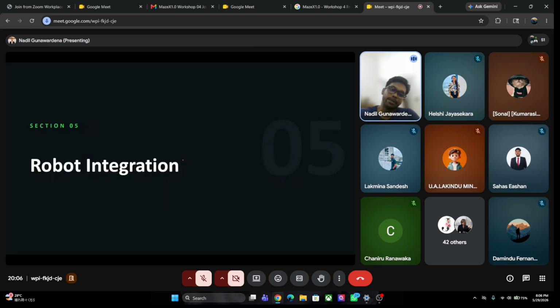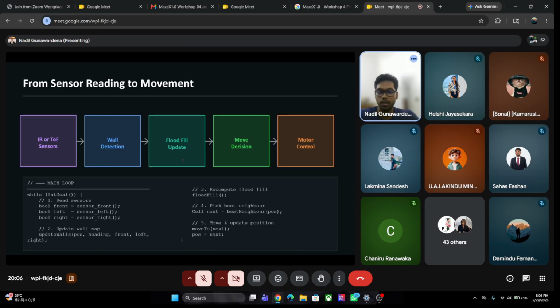And moving on, we have talked about how to implement the flood fill algorithm and how to store a maze in the microcontroller. Now I am combining all of them, into how to integrate everything that we have talked about thus far into the robot. Yes. So as per the flowchart, you can see we take IR and TOF readings.